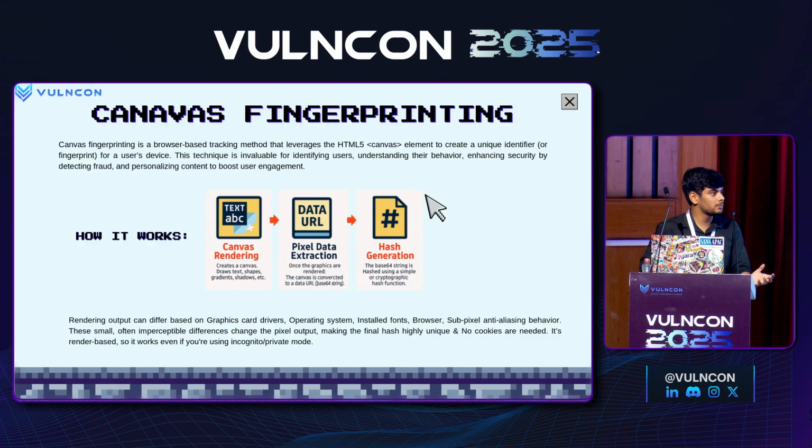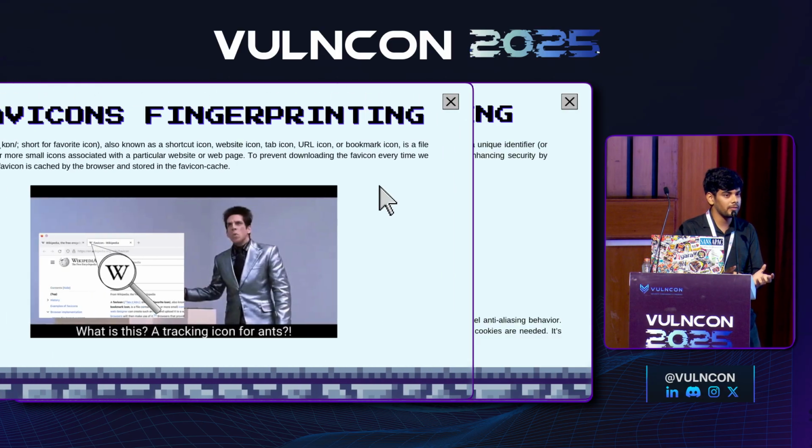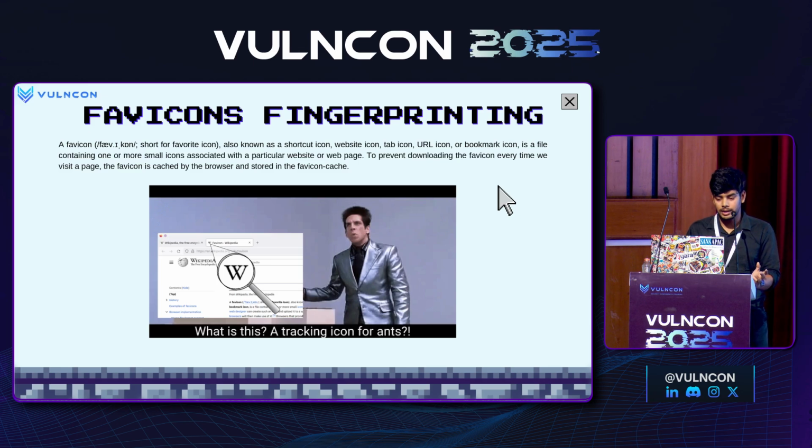Next up, something much more unique and pretty interesting, is favicons. Favicon is short for favorite icon. It is also known as shortcut icon or website icon. This is a file that is associated with a website. These favicons are mainly used to identify which website it is. Now, to prevent downloading favicons every time we visit a website, they are stored in a favicon cache by the browser.